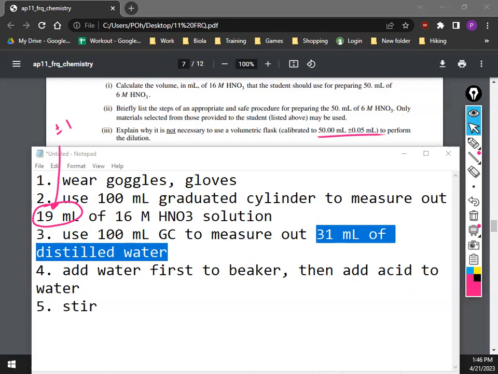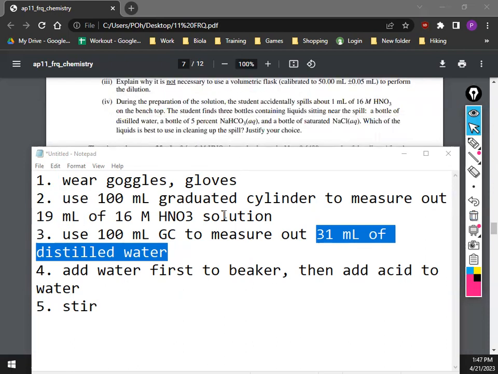So can we do the same thing here? Just add a little water, and then add the acid and then add more water. Yeah, you can do that too. That works. The key is add the water first. All right. Okay, let's move on to the next part 4.